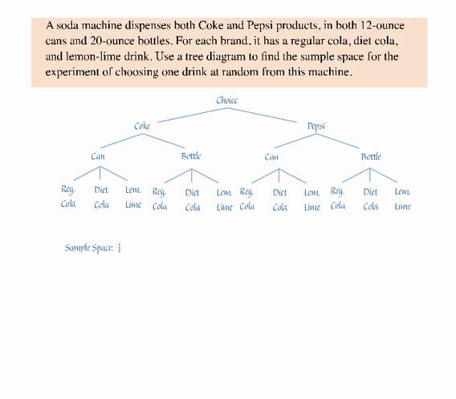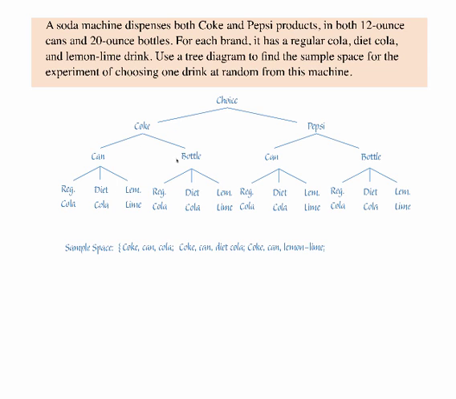And notice that if we start looking at our choice and we follow it down this first leftmost branch, every time: Coke, can, regular cola, well, there's our first choice. If we have Coke and can, it could also be diet cola, that's a second choice. If we have Coke, can, it could be lemon lime, that's a third. And we've taken care of this whole group of three branches at the end of the tree.